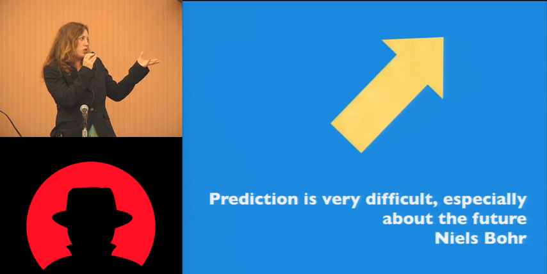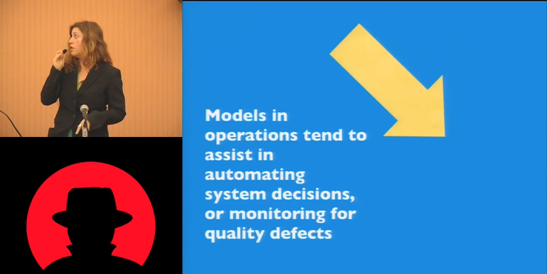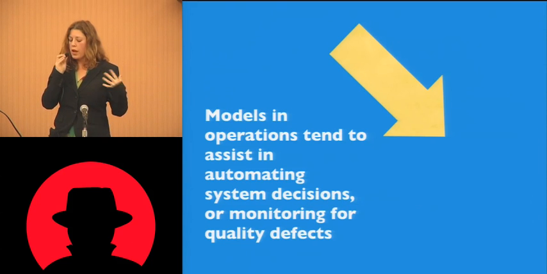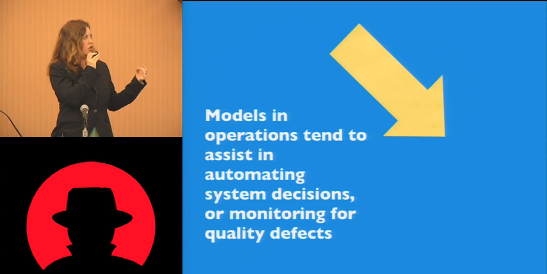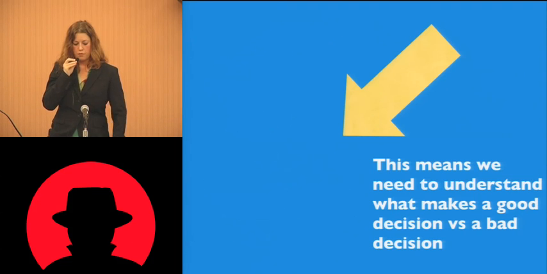And just a nice little quote from one of my favorite physicists: prediction is very difficult, especially about the future. Absolutely, that is true. However, using computers can really help you do that. And the way that we use quantitative models that are driven into operations is basically to assist in making system decisions.